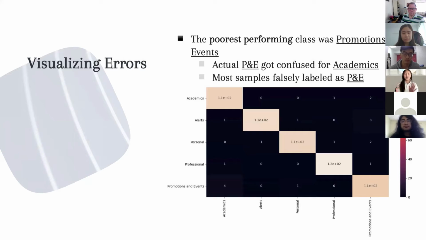Thanks. So we do know that there's still flaws with our network. For instance, we see from this confusion matrix that there was a lot of mess caused with the promotions and events category, and we'll see this with a couple of examples in the next few slides.